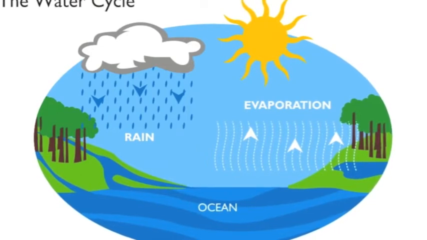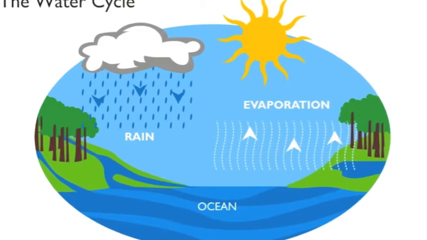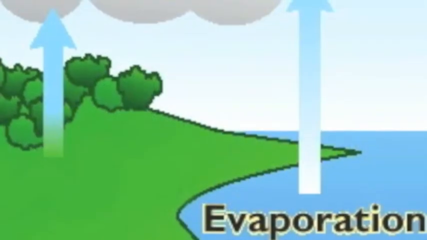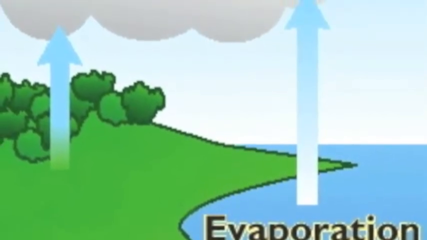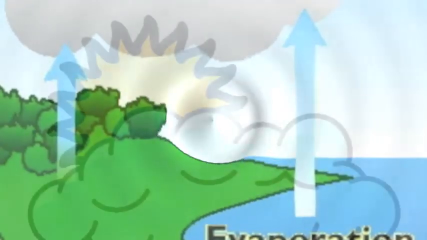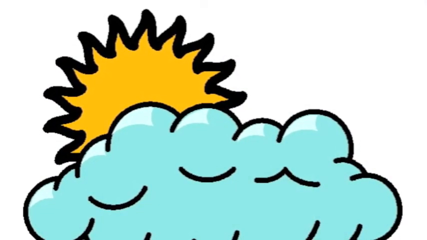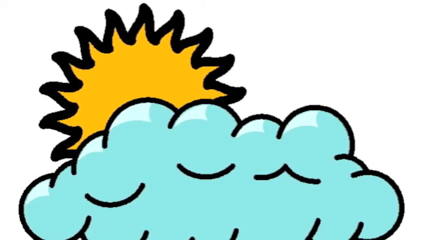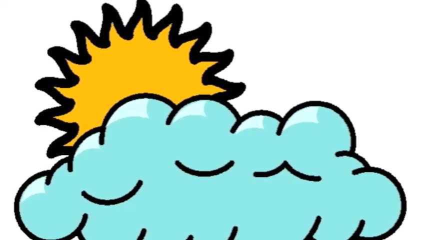This cycle is made up of 4 different parts: evaporation, condensation, precipitation, and collection. Evaporation is when the sun heats up water in rivers or lakes or the ocean and turns it into vapor or steam. The water vapor or steam leaves the body of water and creates condensation. Condensation is when water vapor cools down and changes back into liquid form. This makes clouds.